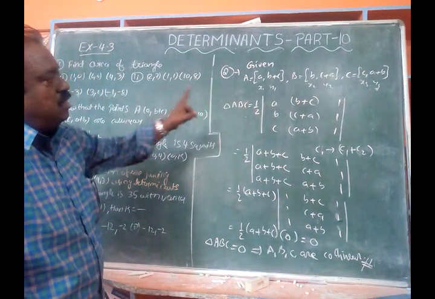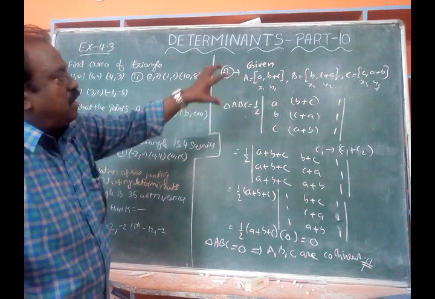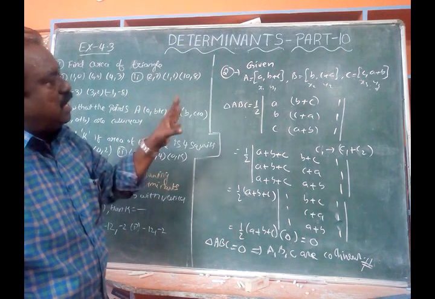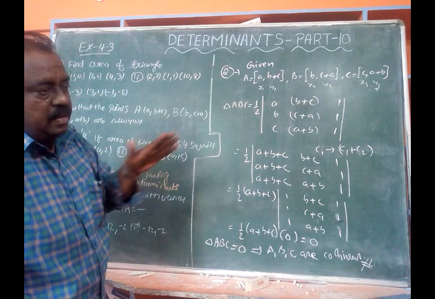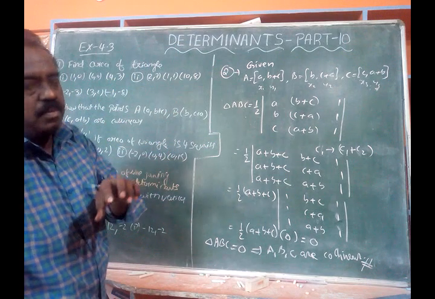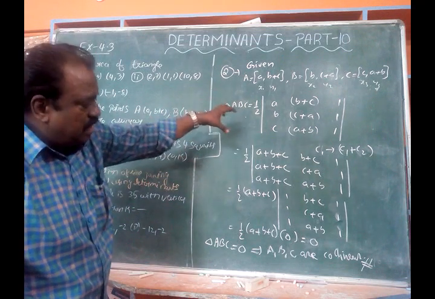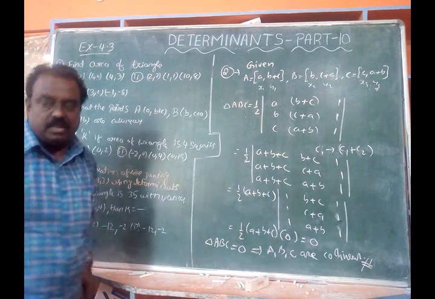Once again, you see, what are the vertices? We are given in the problem 3 points and we show that they are collinear. Collinear means lying on a line. Then with those points, the triangle will not be formed, so its area is 0. By using that concept, we solve it.